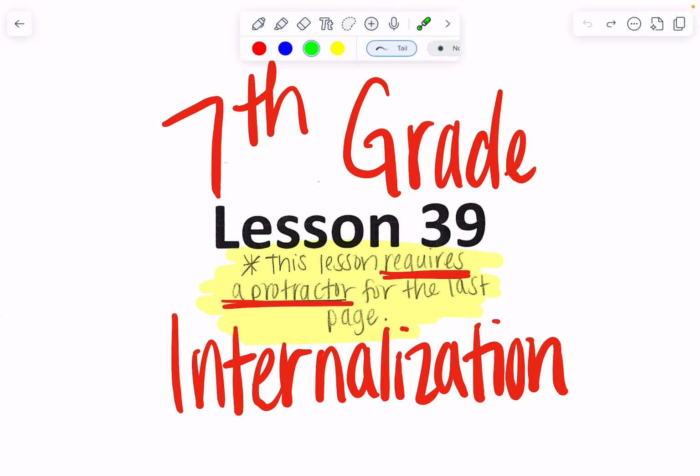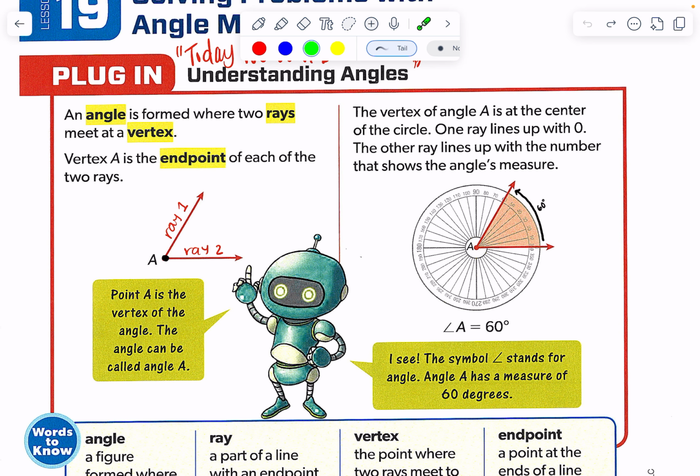The first part of this lesson is simply around understanding angles. So you are going to spend about 2 minutes talking them through how to understand angles, rays, vertexes, and endpoints, right? So the big idea here is that an angle is formed where two rays meet at a vertex. So here is ray 1, and here is ray 2. Both of these rays meet right here, which is called our vertex. Vertex A is the endpoint of each of those two rays.